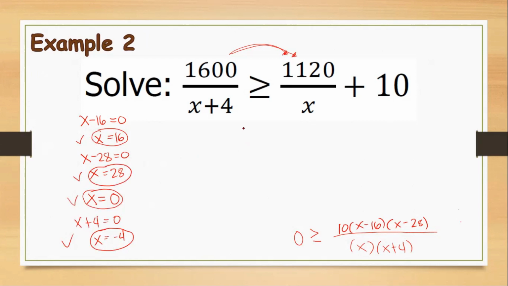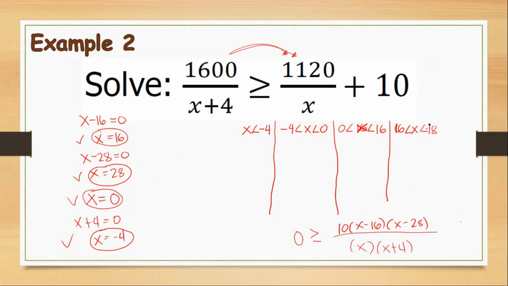Arrange that. So we have the interval for x less than negative 4. Then from negative 4 less than x less than 0. Then we can also have our 16, 0 less than x less than 16. We also have this 28, 16 less than x less than 28, and last one is x greater than 28. Those will be the test points.